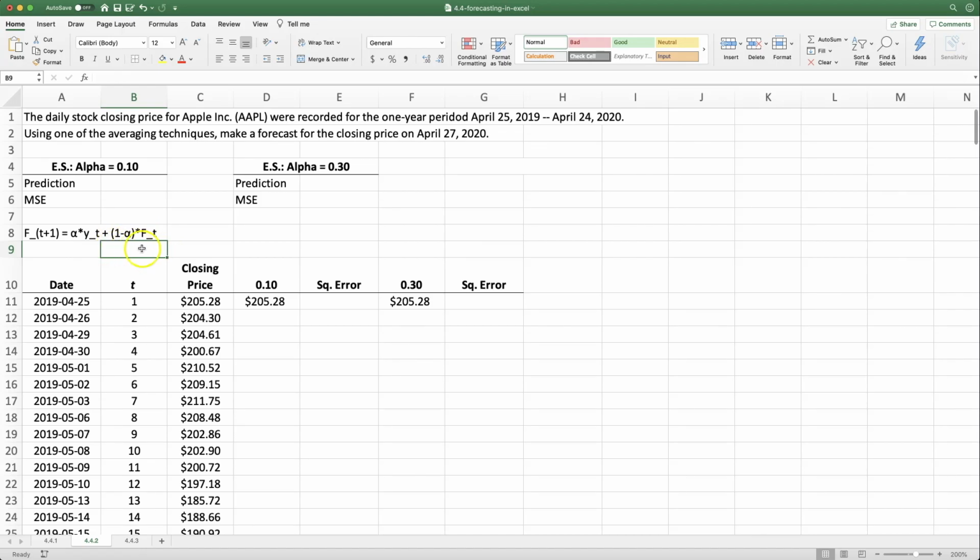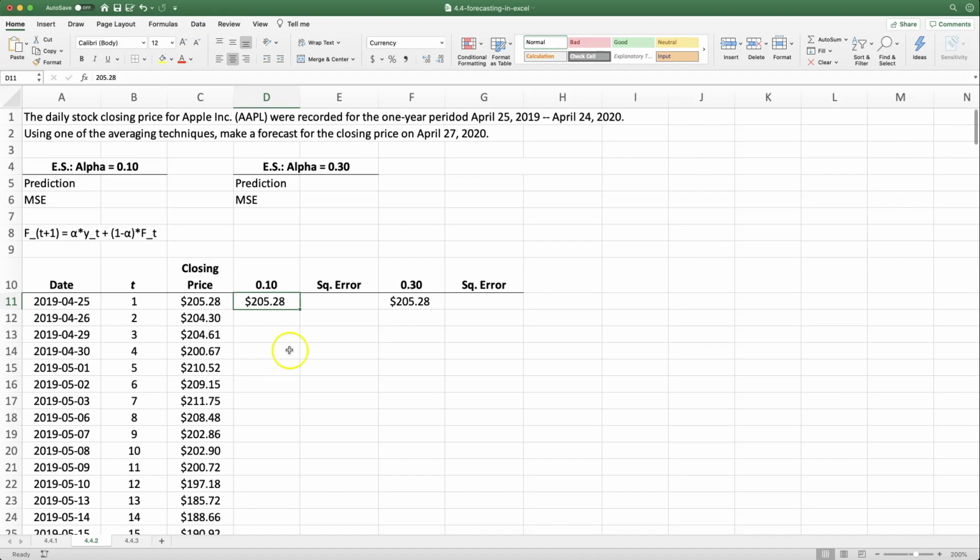So we're going to make this forecast using alpha equals 0.1 and alpha equals 0.3. These are the two smoothing constants we're going to use. So for 0.1, yesterday's observation will be given 10% weight, and yesterday's forecast will be given 90% weight, 1 minus 0.1. Since exponential smoothing is a recursive forecasting technique, it needs a forecast for the first day. I'm just going to use the first day's observation, 205.28, to also be the first day's forecasted value.